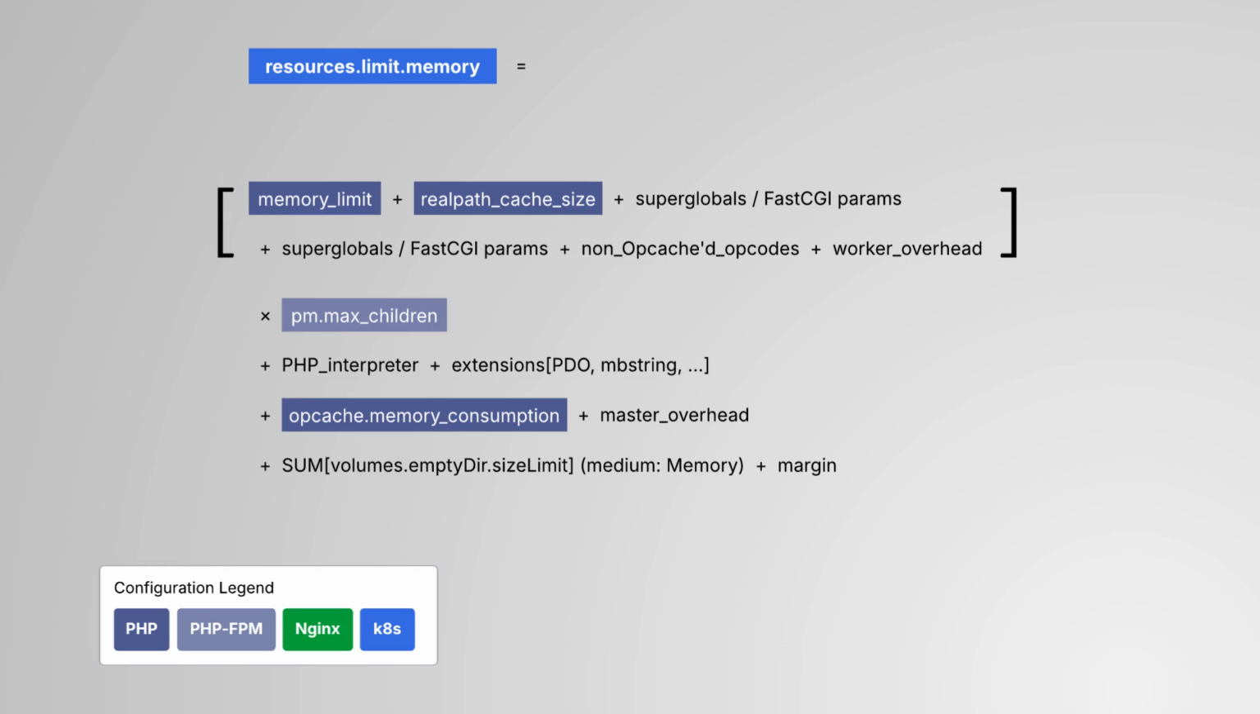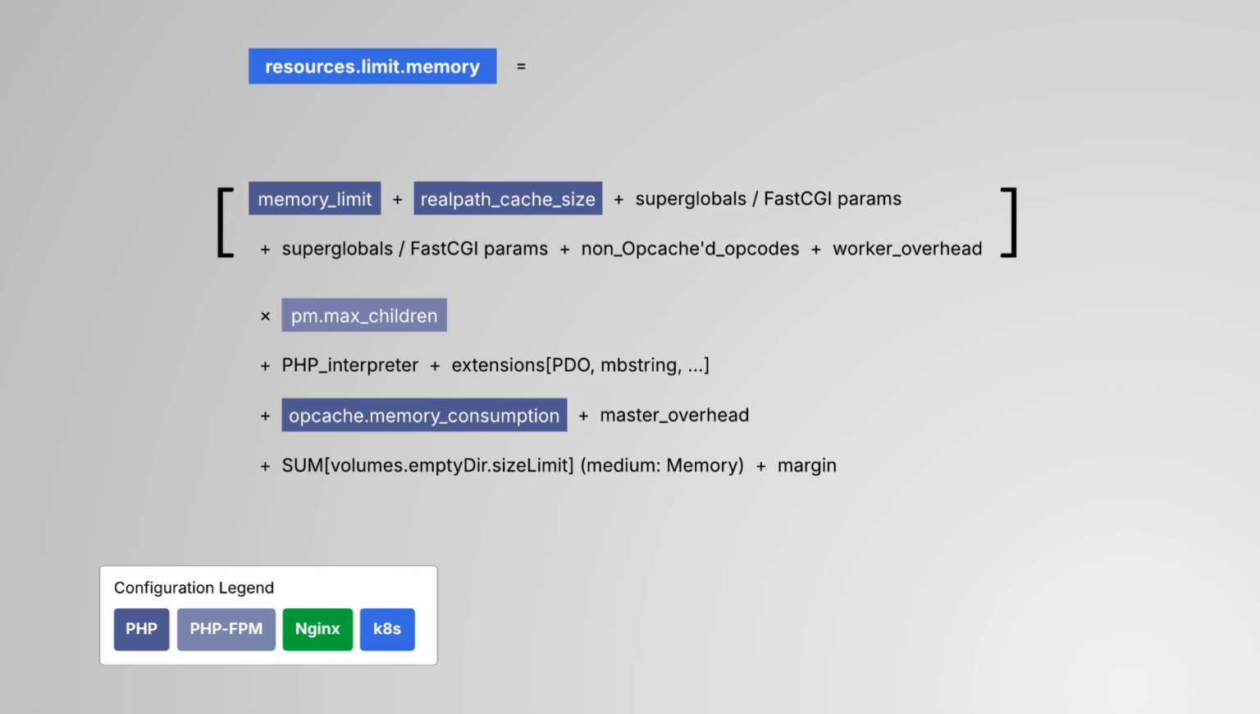PHP-FPM has one master process and a variable number of workers that serve web requests. So we need to determine which memory expenses are per worker and which are shared between all workers. The master process overhead, the PHP interpreter and its extensions, opcache, and any mounted volumes stored in memory should all be counted once. And then everything in the brackets is multiplied by the maximum number of workers specified by the PHP-FPM directive, pm.maxchildren.